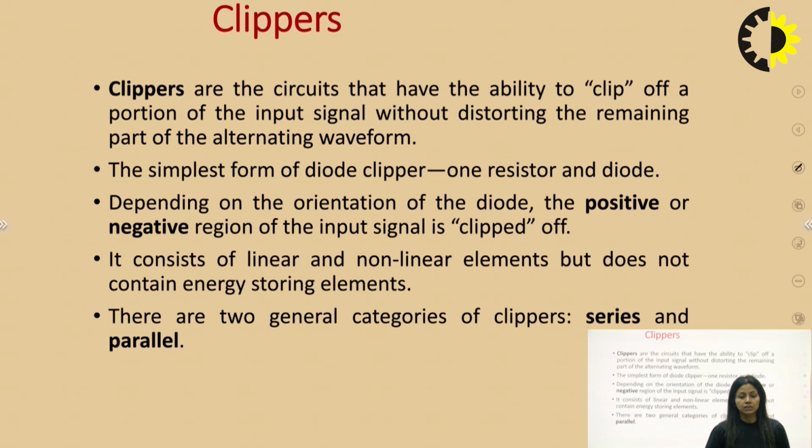So in the series clipper, we take the output across the resistance. Whereas in the parallel circuit, we take the output across the diode. So this is the basic difference between the series and the parallel clipper circuits.